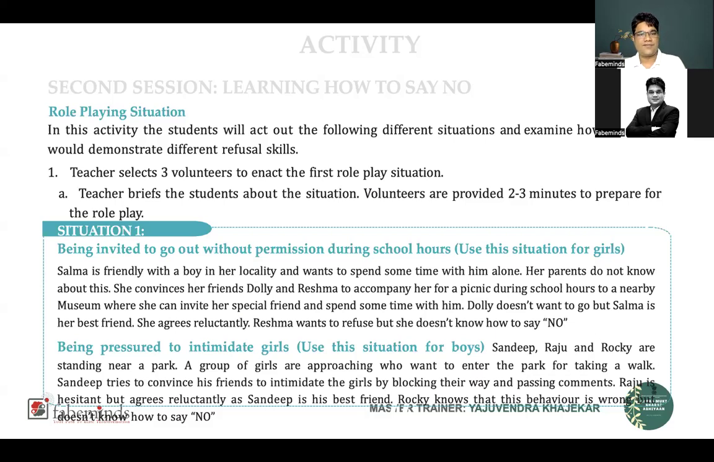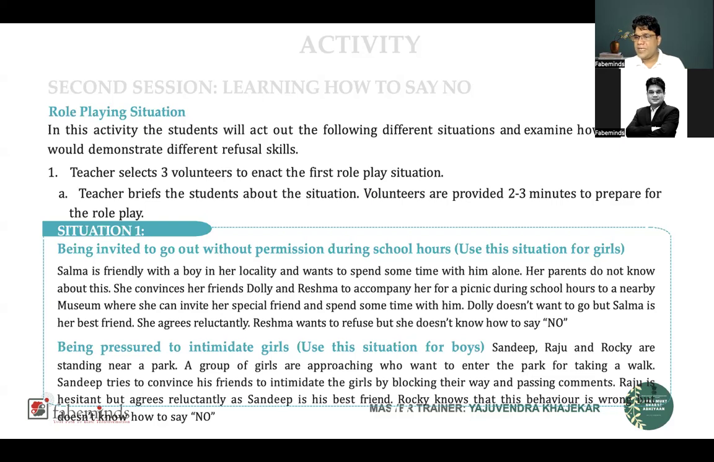Salma is friendly with a boy in her locality and wants to spend some time with him alone. Her parents do not know about this. She convinces her friends Dolly and Reshma to accompany her for a picnic during school hours to a nearby museum where she can invite her special friend and spend some time with him. Dolly doesn't want to go, but Salma is her best friend. She agrees reluctantly. Reshma wants to refuse, but she doesn't know how to say no. So this is situation 1.